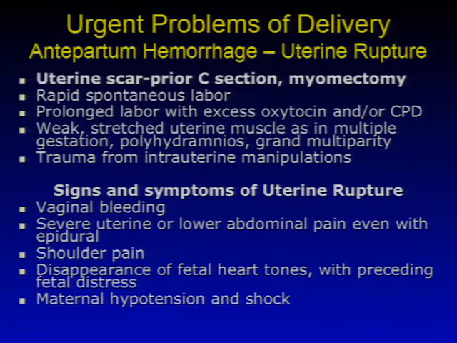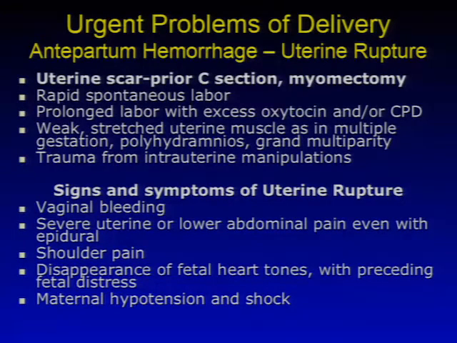And this may occur in women who've had a previous cesarean section with scarring or a previous uterine myomectomy for fibroids. It's associated with rapid spontaneous labor and also prolonged labors with or without cephalic pelvic disproportion. It often occurs in weak, stretched uterine muscle that occurs with multiple gestations, polyhydramnios, or the mother has had many, many babies. It can occur from trauma from intrauterine manipulation.